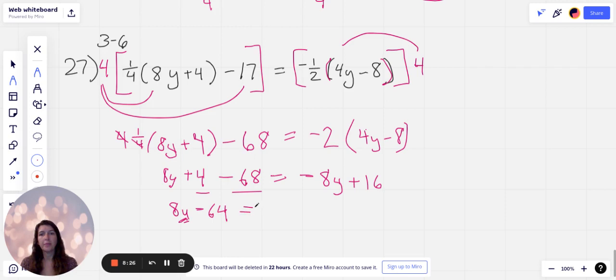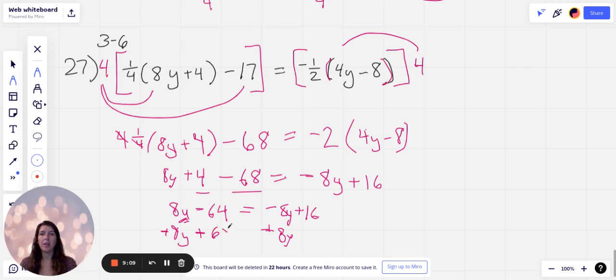It's not good. Equals negative 8y plus 16. Okay. And from there, now I'm going to collect my y's on one side and my constants on the other side. So I'm going to add 8y to both sides, add 8y. Oh boy, that's an 8. And I'm going to add 64 to put it on the other side.